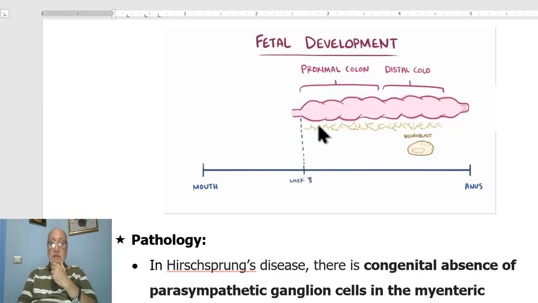Arrest of migration of ganglion cells in the colon leads to an aganglionic bowel segment. Therefore, the etiology is a genetic mutation that interferes with normal migration of parasympathetic ganglionic nerve cells, which are derived from the neural crest. Arrest of this migration to the rectum, anal canal, or sigmoid colon leads to a bowel segment without these ganglion cells, an aganglionic bowel segment.